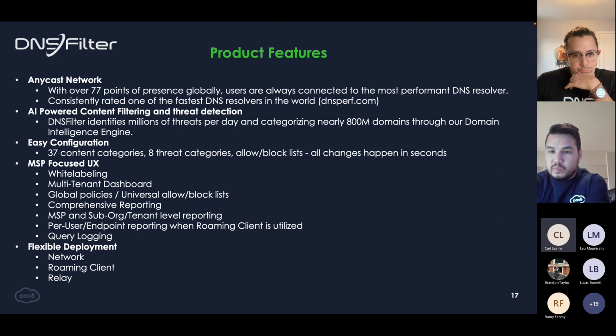In addition to the 37 content categories I just talked about, there are 8 different threat categories. And then there are allow and block lists, which you can use to supersede those category blocks in situations where you have edge cases. And everything you do in the UI happens in seconds.